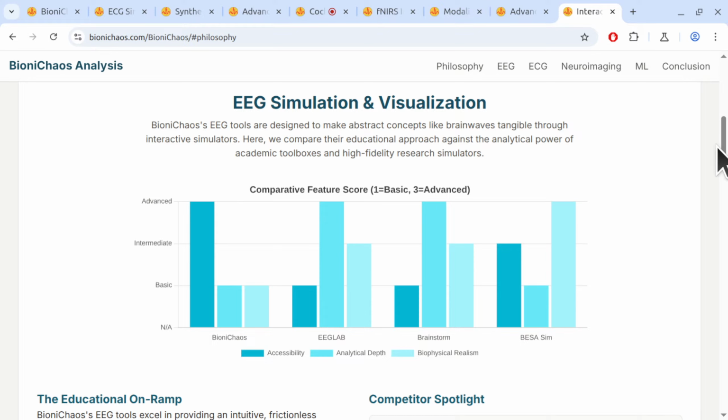Its strength: simplicity, instant access to learning basic waveform shapes. Again, Advanced 3 for accessibility because it's just there in your browser. Like a digital flashcard for heart rhythms. Kind of, yeah. But beyond that initial visual recognition, it falls short pretty quickly.